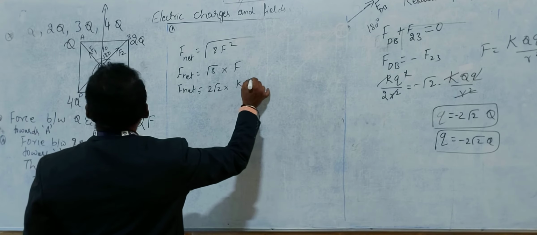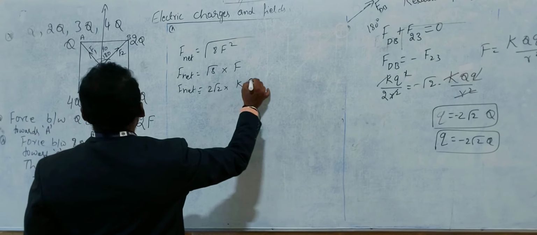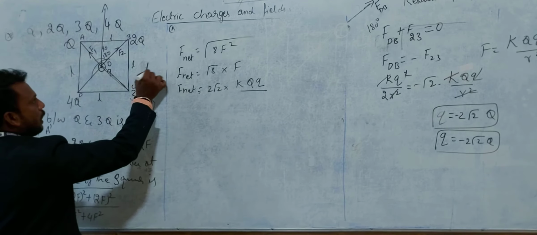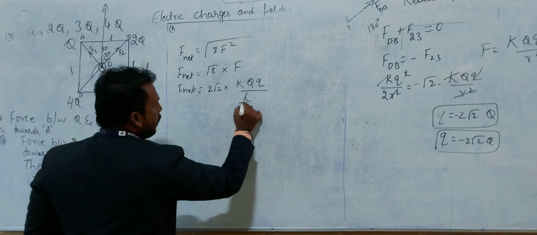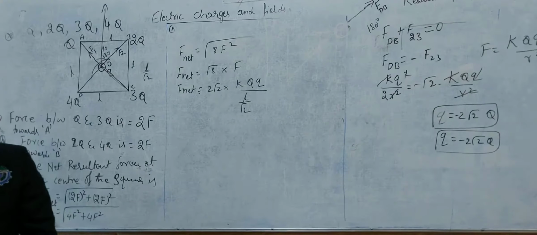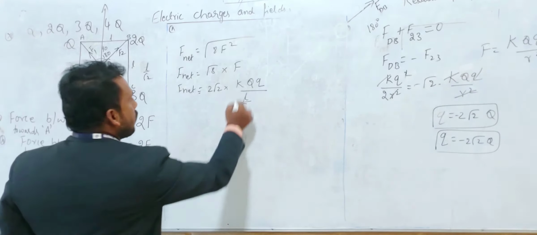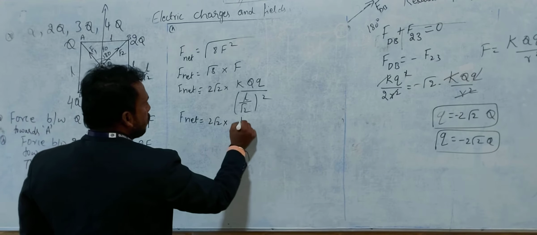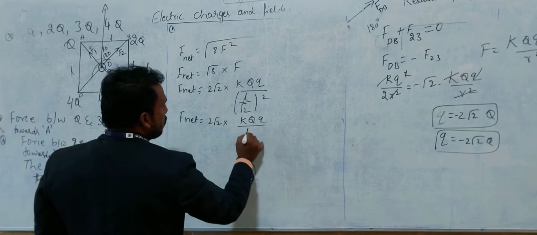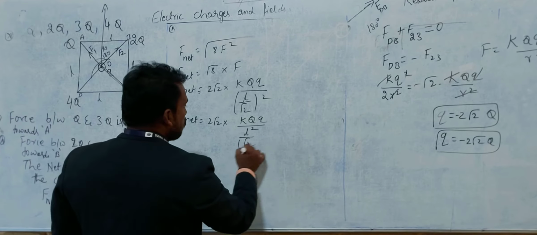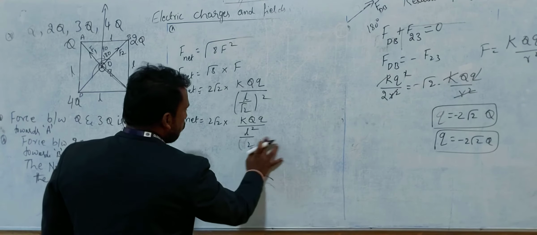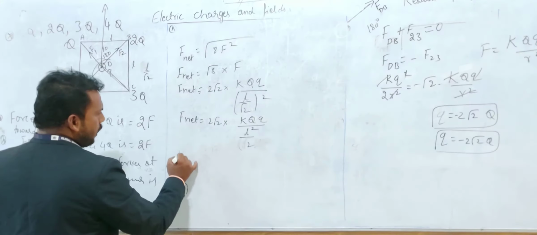K capital Q small q divided by separation. This is length L. Distance between these two is L by root 2. L divided by root 2. Okay. Therefore, L by root 2 whole square. F net is equal to 2 root 2 into K capital Q small q divided by L square whole divided by root 2 whole square. Square root cancels. Therefore, this term becomes 2 only. Okay. Next, simplify this equation.